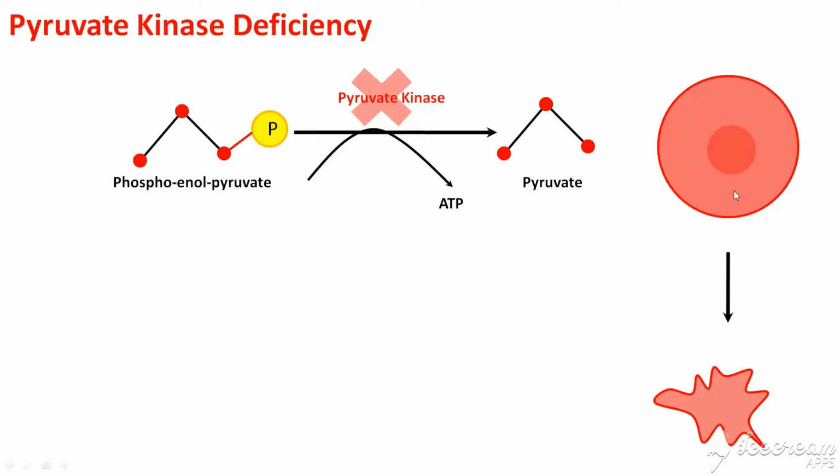So RBCs are going to have a decrease in the levels of ATP, so they're not going to be able to maintain their membranes. This is going to lead to abnormal RBCs that are going to get phagocytosed inside the spleen, and these patients could also have extravascular hemolysis, and this usually presents in neonates.